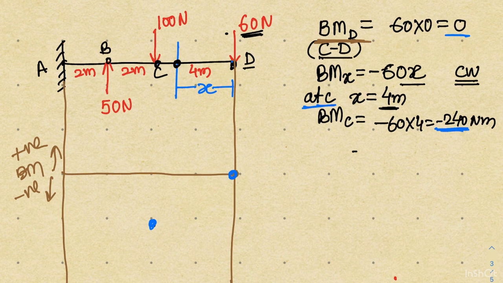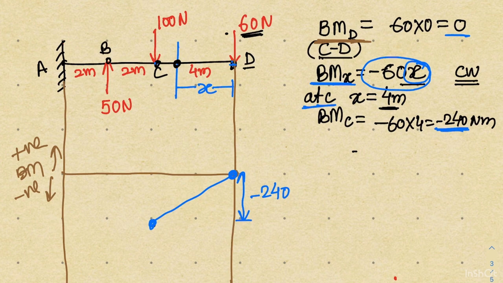But what would be the variation of bending moment while I am moving from D to C? So you can see this expression. This is a linear expression where you can visualize this bending moment is proportional to x. That means the change is linear, and when you are reaching this point, the value of the bending moment will be what? The value of bending moment will be minus 240.